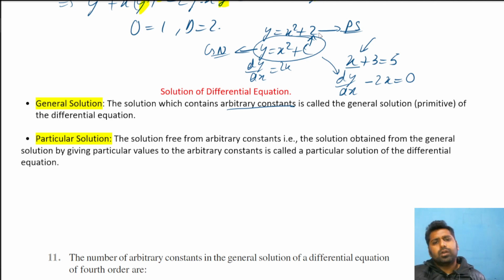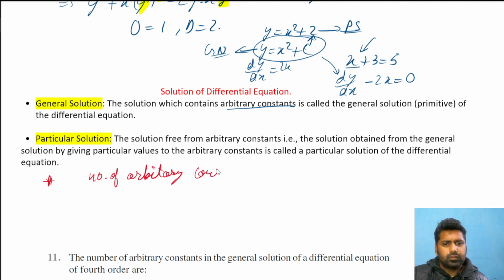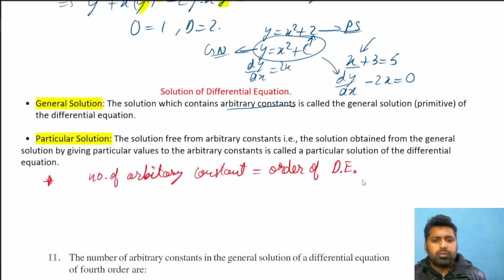All right. Now one key aspect: the number of arbitrary constants will be equal to the order of the differential equation, DE. I'm writing in short, but how many arbitrary constants there are depends on the order of your differential equation.